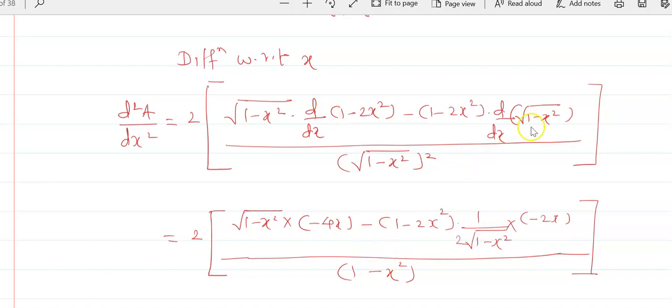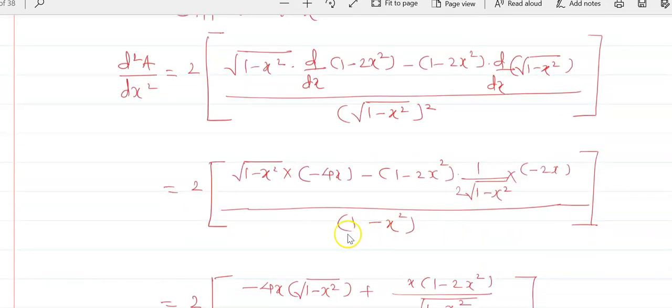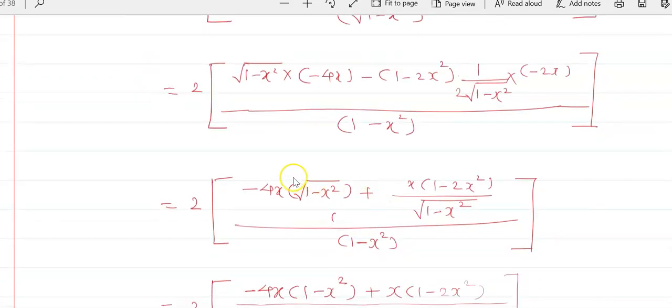(1 minus 2x square) into the derivative of square root of (1 minus x square), which is nothing but 1 upon 2 times square root of (1 minus x square) into the derivative of (1 minus x square), which is minus 2x, upon 1 minus x square. The square and radical sign get cancelled. Therefore, it is minus 4x square root of (1 minus x square) plus x into (1 minus 2x square) upon square root of (1 minus x square) upon 1 minus x square.